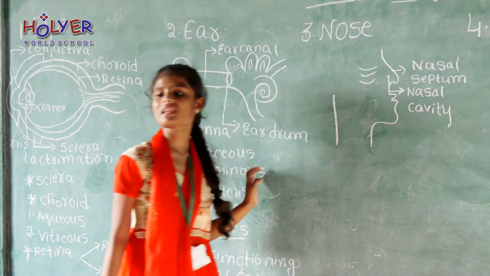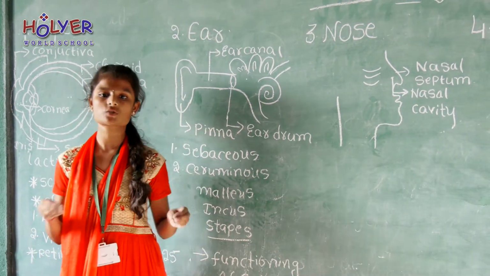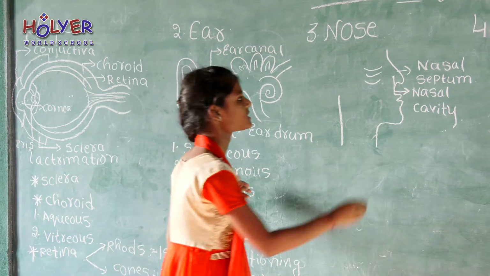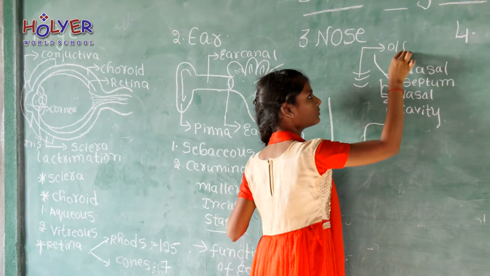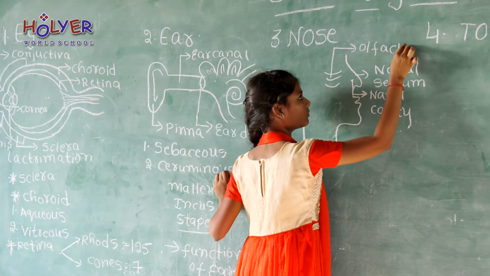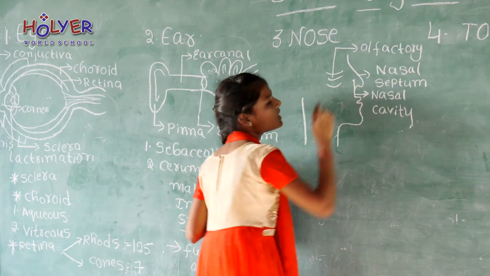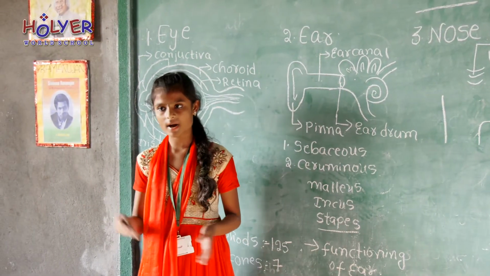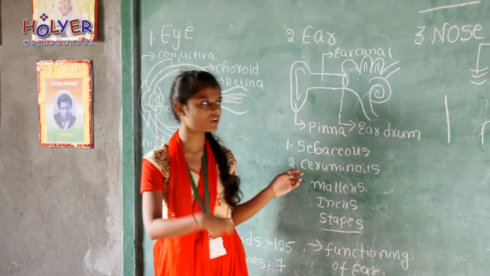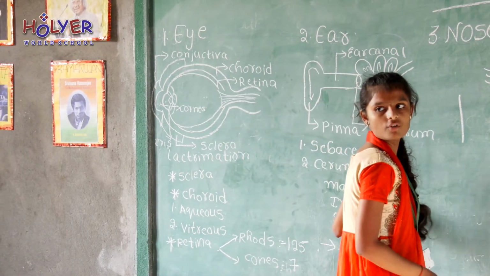And the nasal cavity is lined with a mucous membrane with small hair and olfactory receptors. These are the olfactory receptors. This mucous membrane and the small hair help us keep away the dust particles which are entering into our body through the nose. And next one is the functioning of the nose.